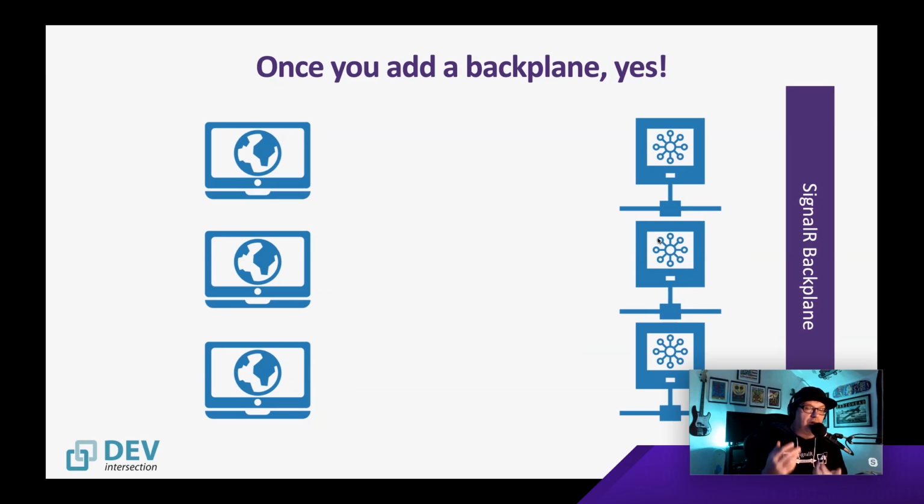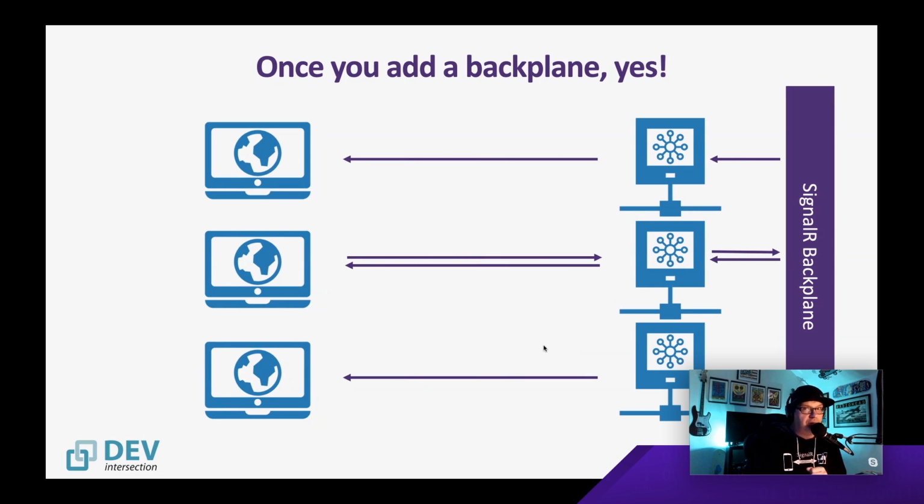So what you do is you drop in a backplane. Thank you, Dev Intersection. You drop in what's called a SignalR backplane, and this was prior to the Azure SignalR service. Essentially all of these are now behind these servers. So when a SignalR message comes in, it's going to hit that backplane, and then the backplane is going to force it to go through all those servers and back to all the clients connected to all those servers. Backplanes were pretty cool. They're also really hard to set up. They're really, really hard to build. So now you don't have to.